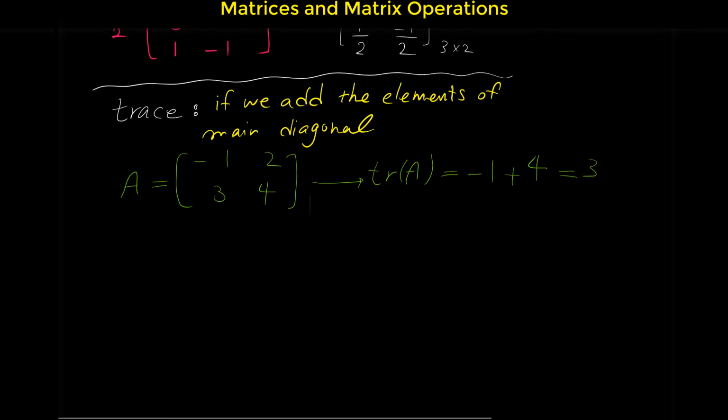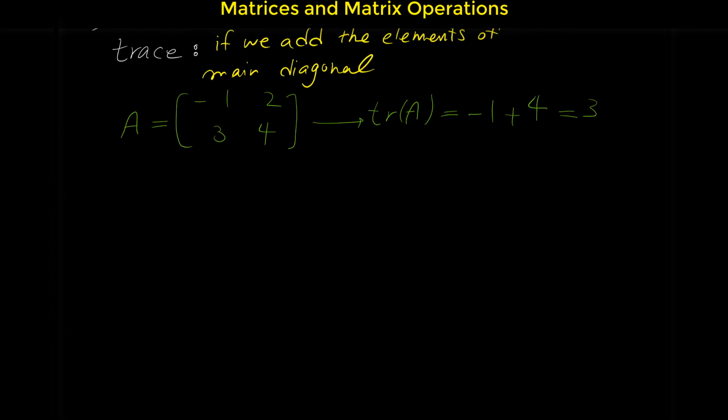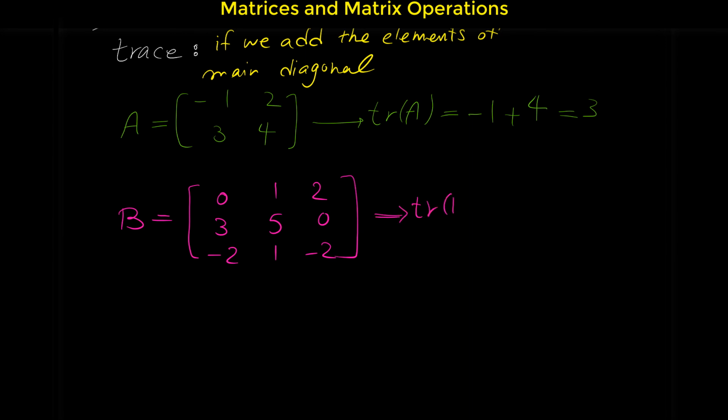Let me show you another example. Consider this matrix. Let's name it B. 0, 1, 2, 3, 5, 0, -2, 1, -2. What is the trace of this matrix? The trace of the matrix B is 0 plus 5 plus -2, which is 3. Add the elements of the diagonal of the matrix: 0, 5, -2. This is how you can find the trace of the matrix.